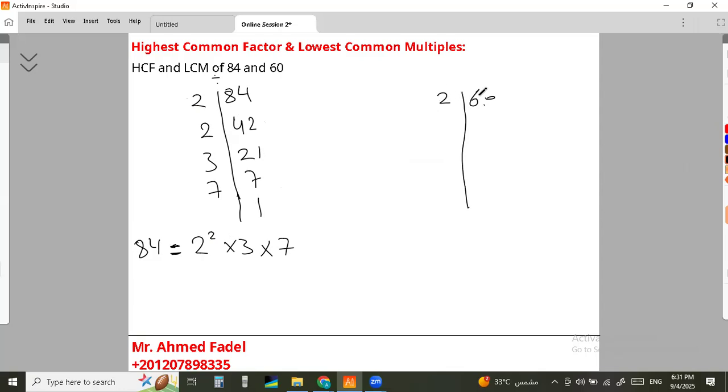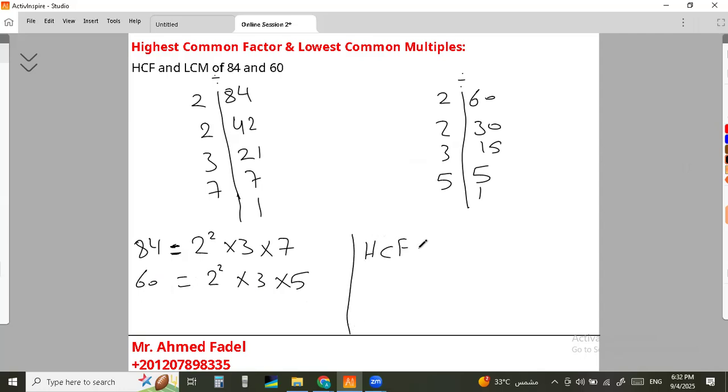While 60 is going to be divided by 2 to give us 30, by 2, 15. By 3 is 5, by 5 is 1. So 60 is equal to 2 to the power of 2 times 3 times 5. Now I need to find the HCF and the LCM. How can I find the HCF and LCM?